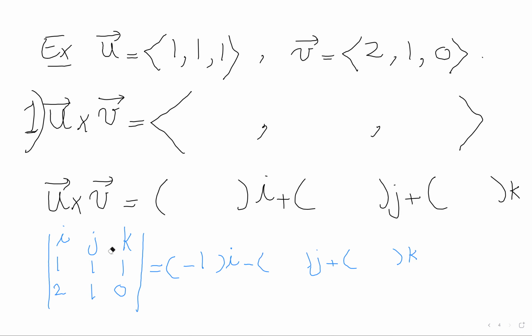For the next term, j, so minus something times j, that something is the determinant of a 2 by 2 matrix. I forget about this row and this column, and I have the 2 by 2 matrix 1, 1, 2, 0. So 1 times 0 minus 1 times 2. 1 times 0 is 0, 1 times 2 is 2, so that's going to be negative 2.